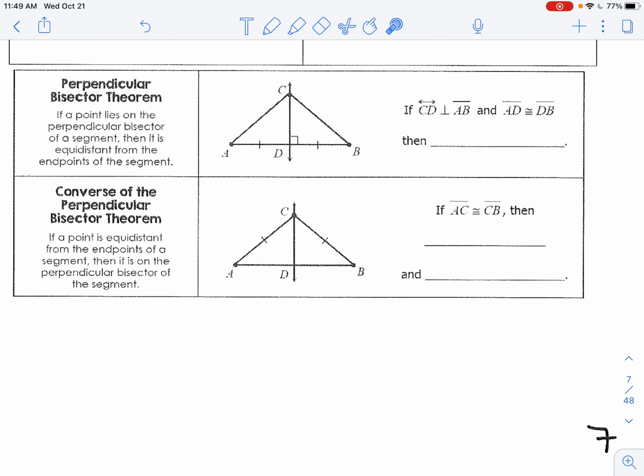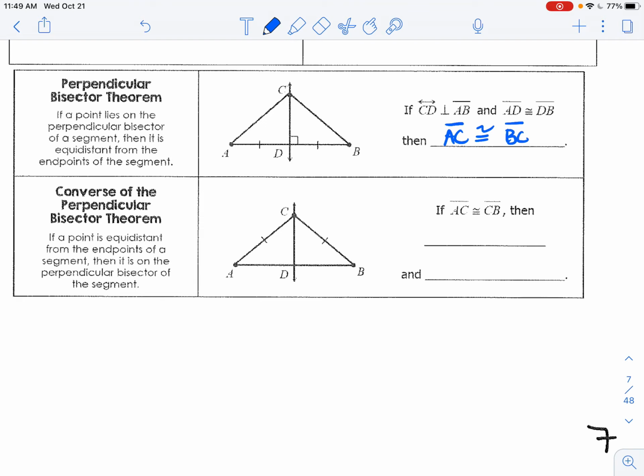The perpendicular bisector theorem says if a point lies on the perpendicular bisector of a segment, then it is equidistant from the endpoints of the segment. If CD is perpendicular to AB, so we've got CD perpendicular to AB, and AD is congruent to DB, then AC is congruent to BC.